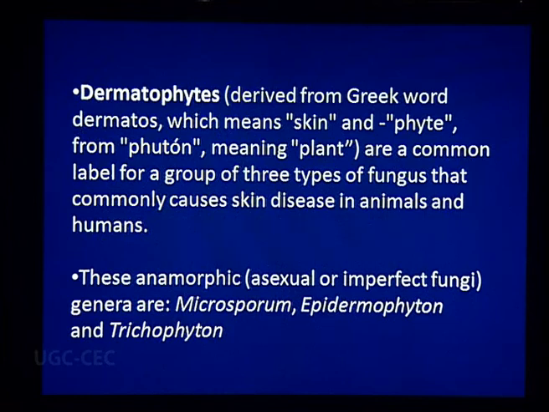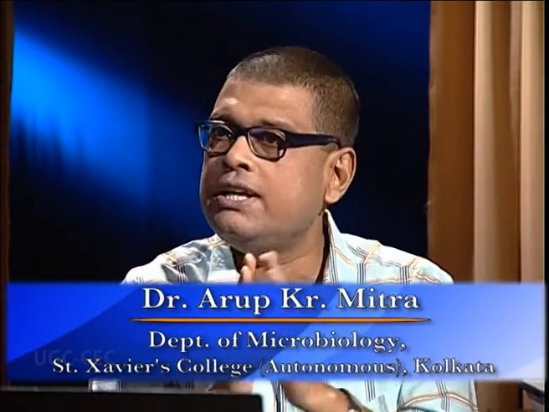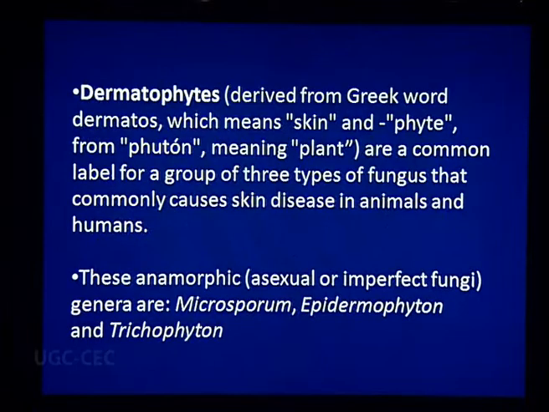Now to start with, we must understand what dermatophytes are. Dermatophyte originates from the Greek words dermatos, meaning skin, and phyton, meaning plant. So it is a group of fungi which causes infection in animal and human skin. Basically they are anamorphic, meaning they are asexual. There is no sexual stage. This group of fungi mainly includes three major key players: Microsporum, Epidermophyton and Trichophyton. There may be three major types.